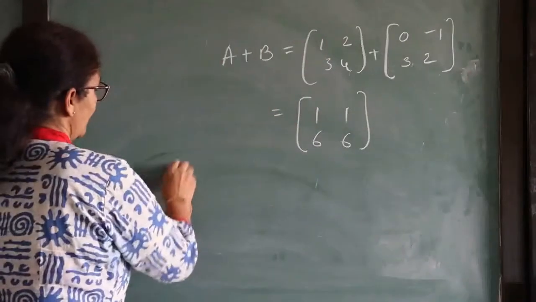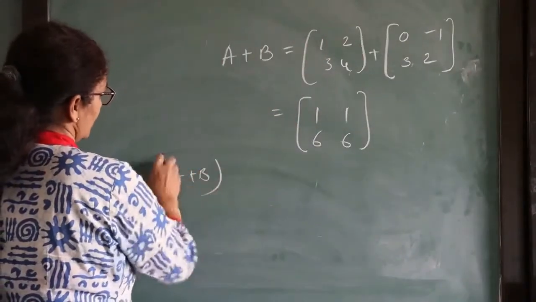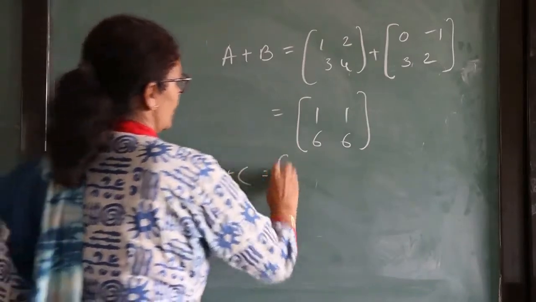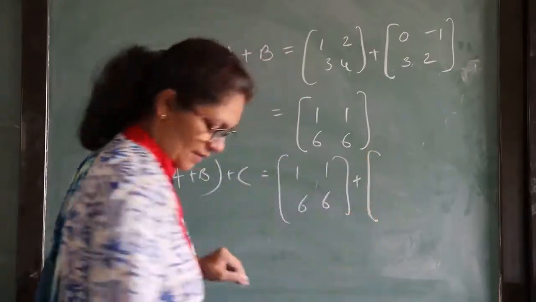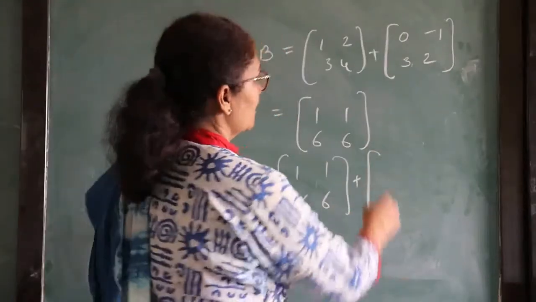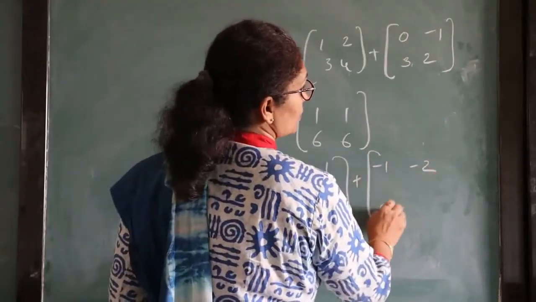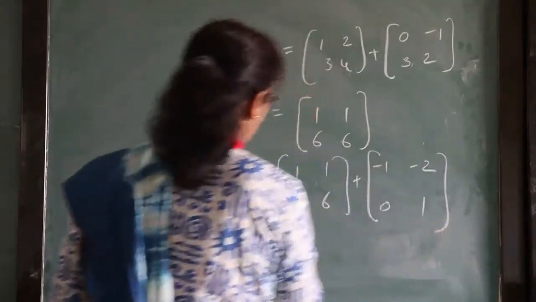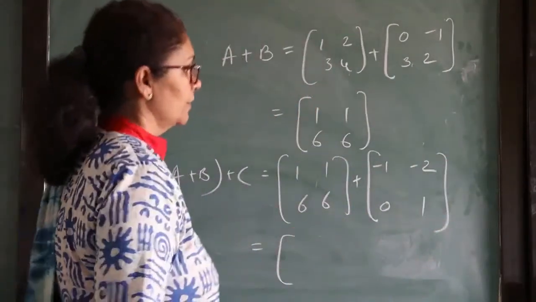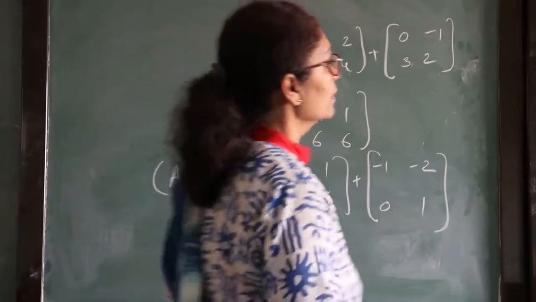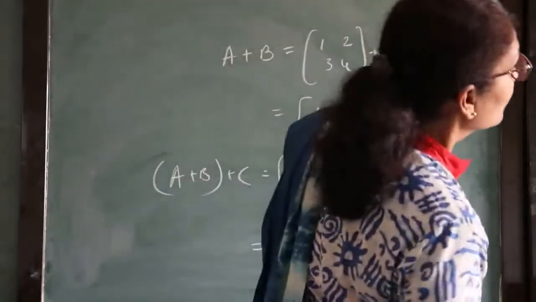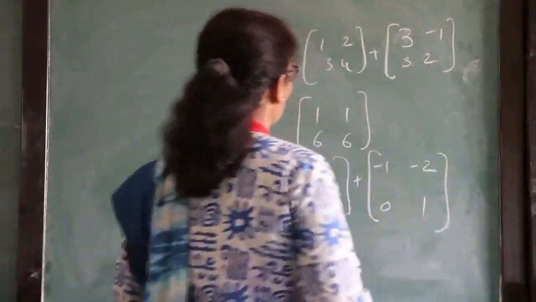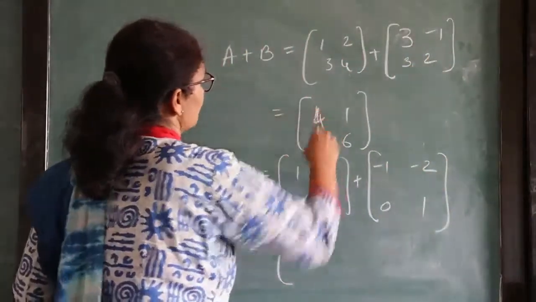Now we have to add A plus B into C. So let's take its answer. And your matrix C will be, our C minus 1, minus 2, 0 and 1. Let's add it. 1 plus 1. I think B is 3. 3 minus 1, 3, 2. Okay, 3 plus 1 is 4 here.